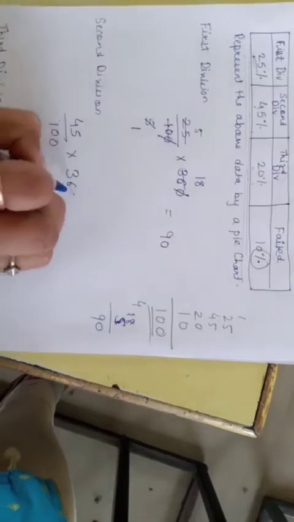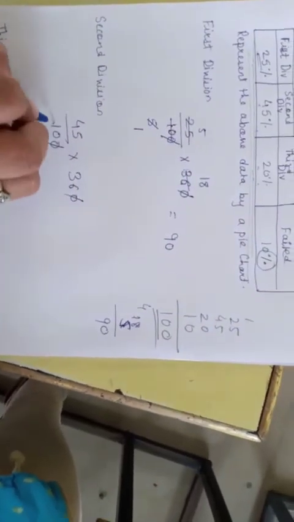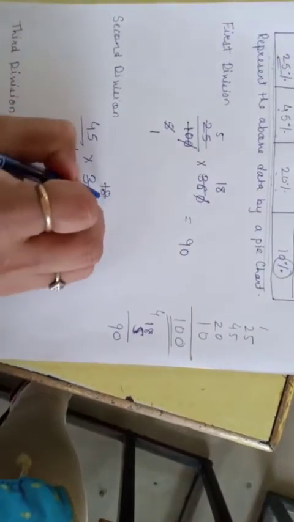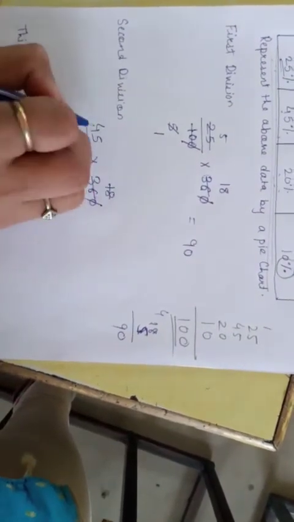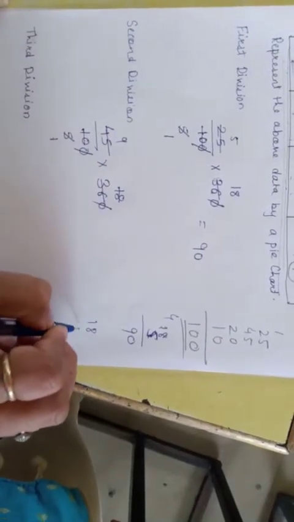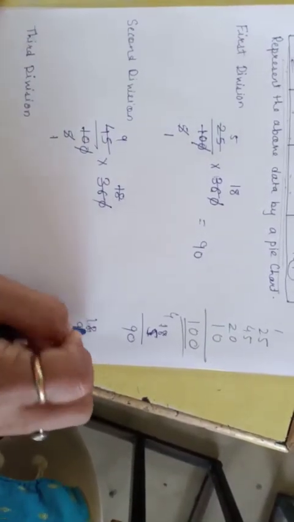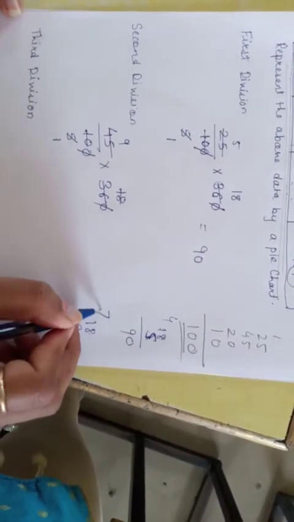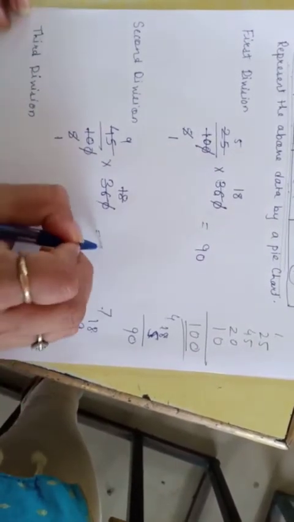45 upon 100 into 360. We are reducing this. Then this will be 5. This will be 18. This will be 1. And this will be 9. So 9 18s are 18 into 9. 9 8s are 72. So 9 ones are 9. 9 plus 7, 16. So this will be 162. Here we get the value.